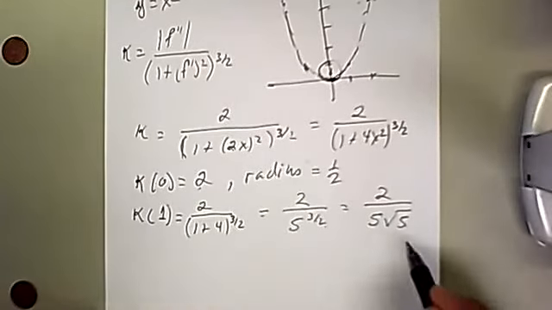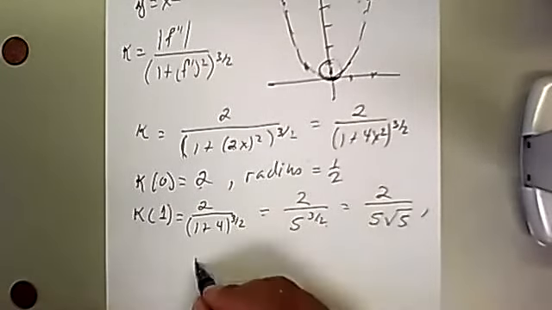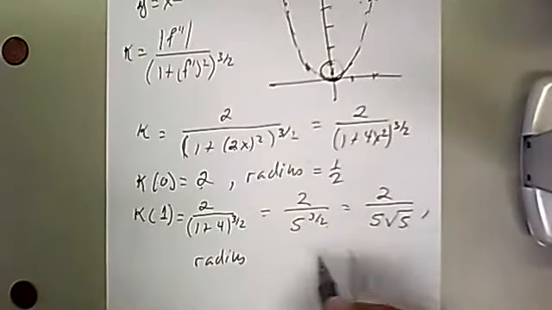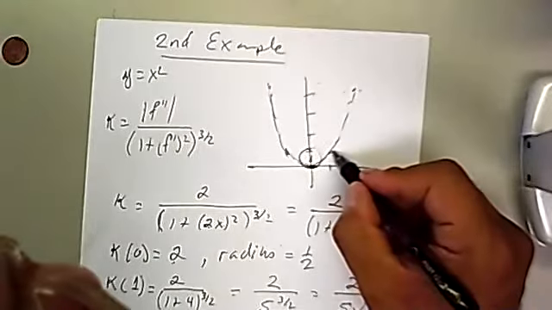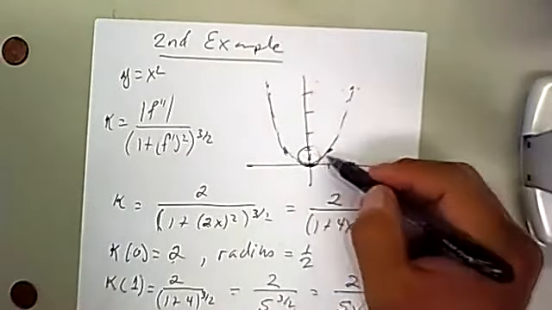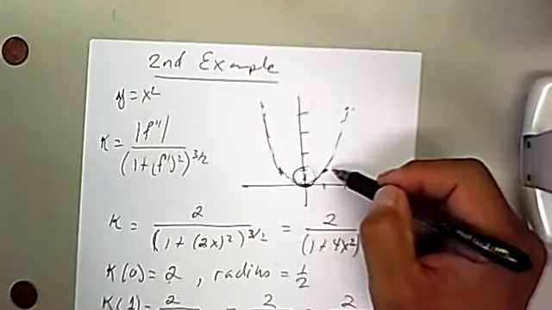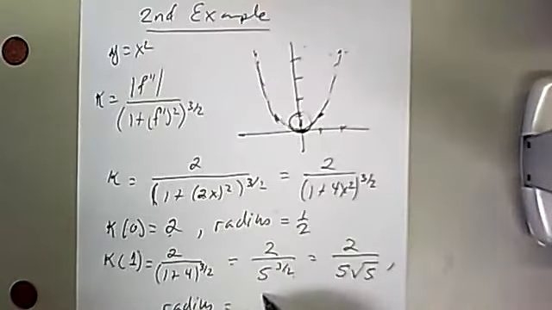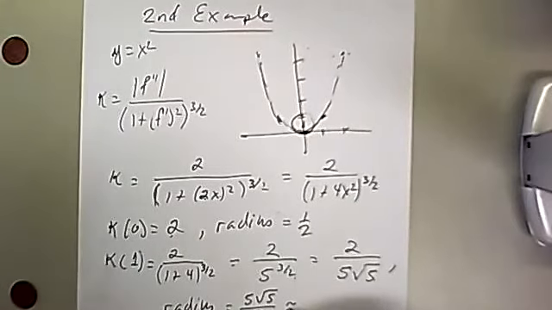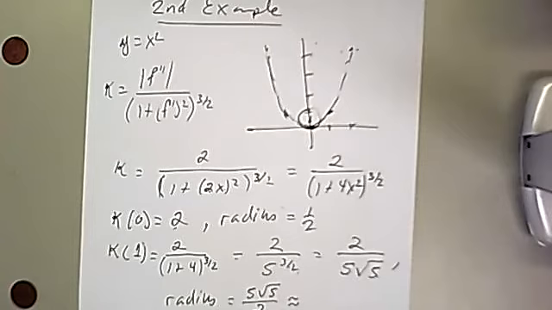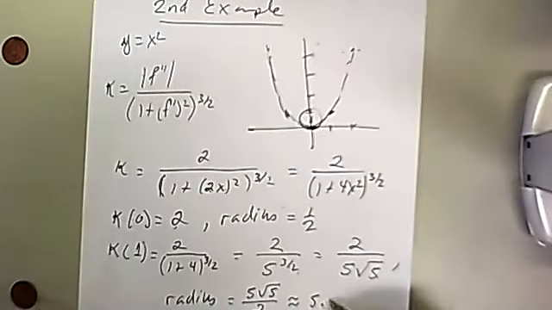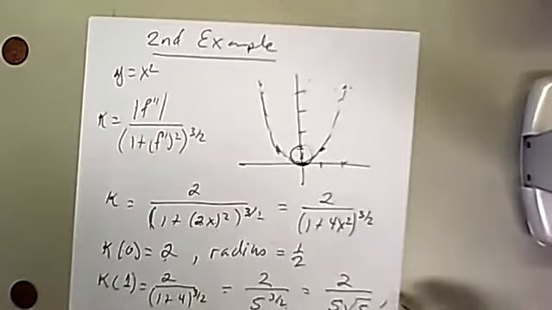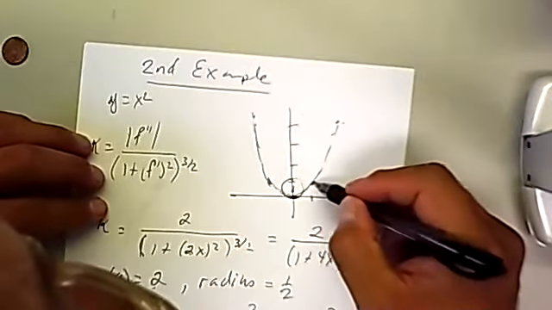Oh, but actually, I want to know the radius. The radius, yeah, of the circle, so we are at (1, 1). There is a circle that approximates the parabola at that point. And the radius of that circle will be the reciprocal of this curvature, 5 root 5 divided by 2, which is about 5.59. So about 5.6.